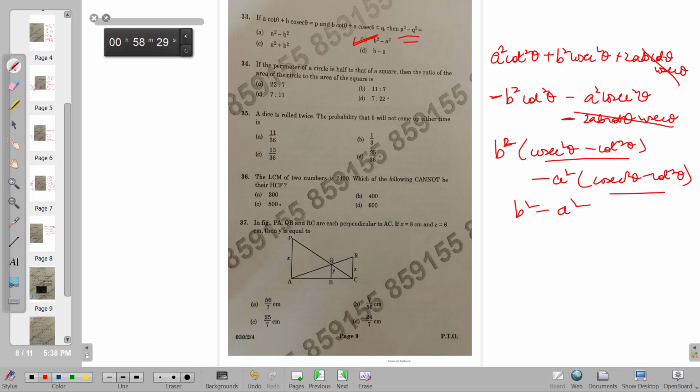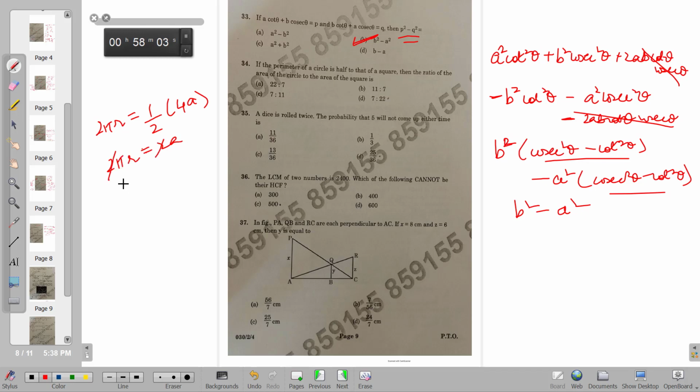Okay, so let's continue. 34th one. If the perimeter of a circle is half that of a square, find the ratio of the area of the circle to the area of the square. Perimeter of a circle, that means 2 pi r, is equal to half of that of a square, that means half of 4a. So 2 pi r is equal to 2a.